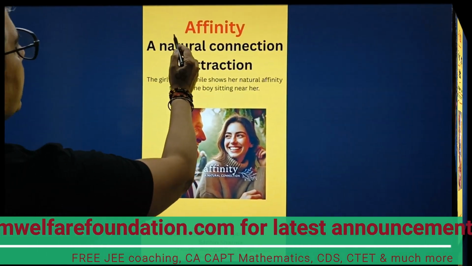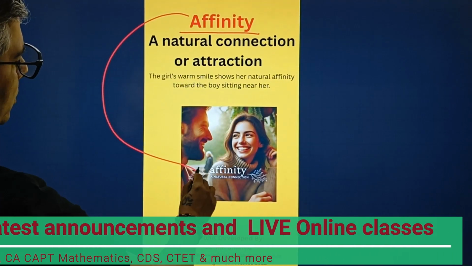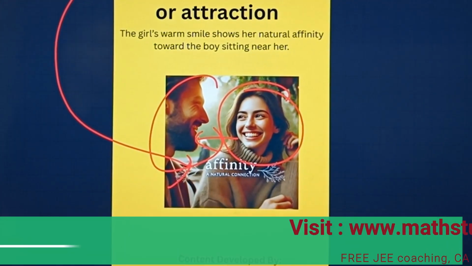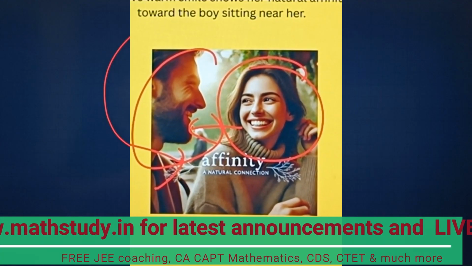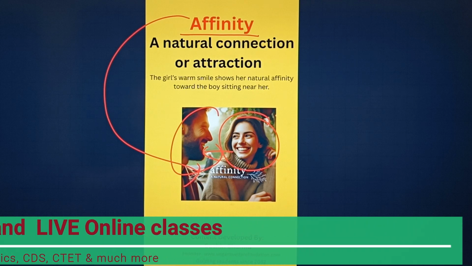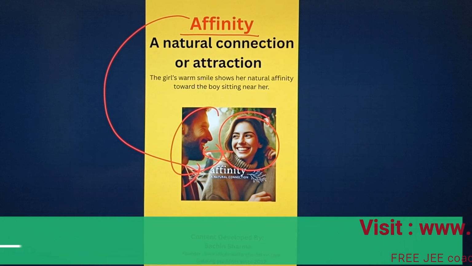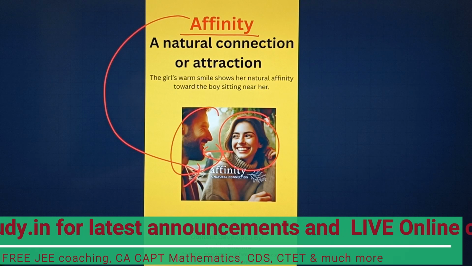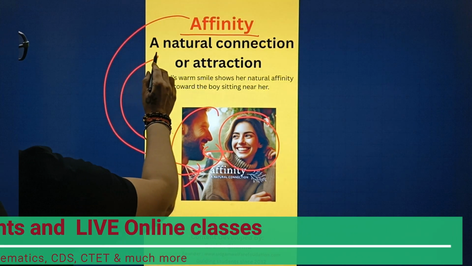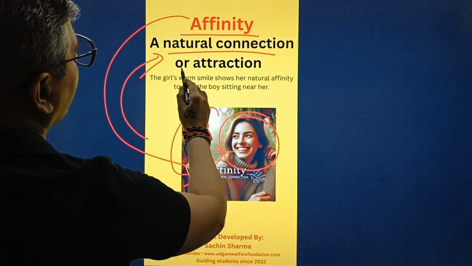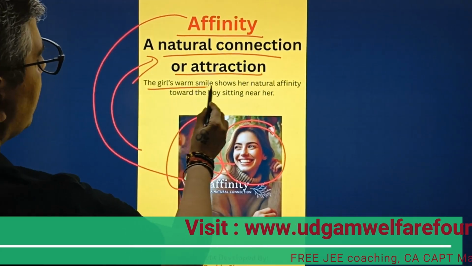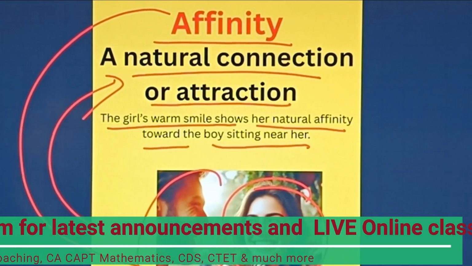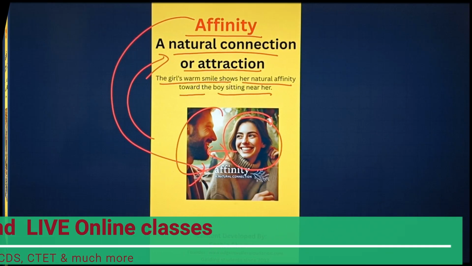Our next word is affinity. If you look at the picture here, a boy and a girl are looking at each other in a romantic manner, or we can see that they are attracted towards each other in a natural manner. So if you look at the meaning, a natural connection or attraction. The girl's warm smile shows her natural affinity toward the boy sitting near her. Now let's move towards the next word.